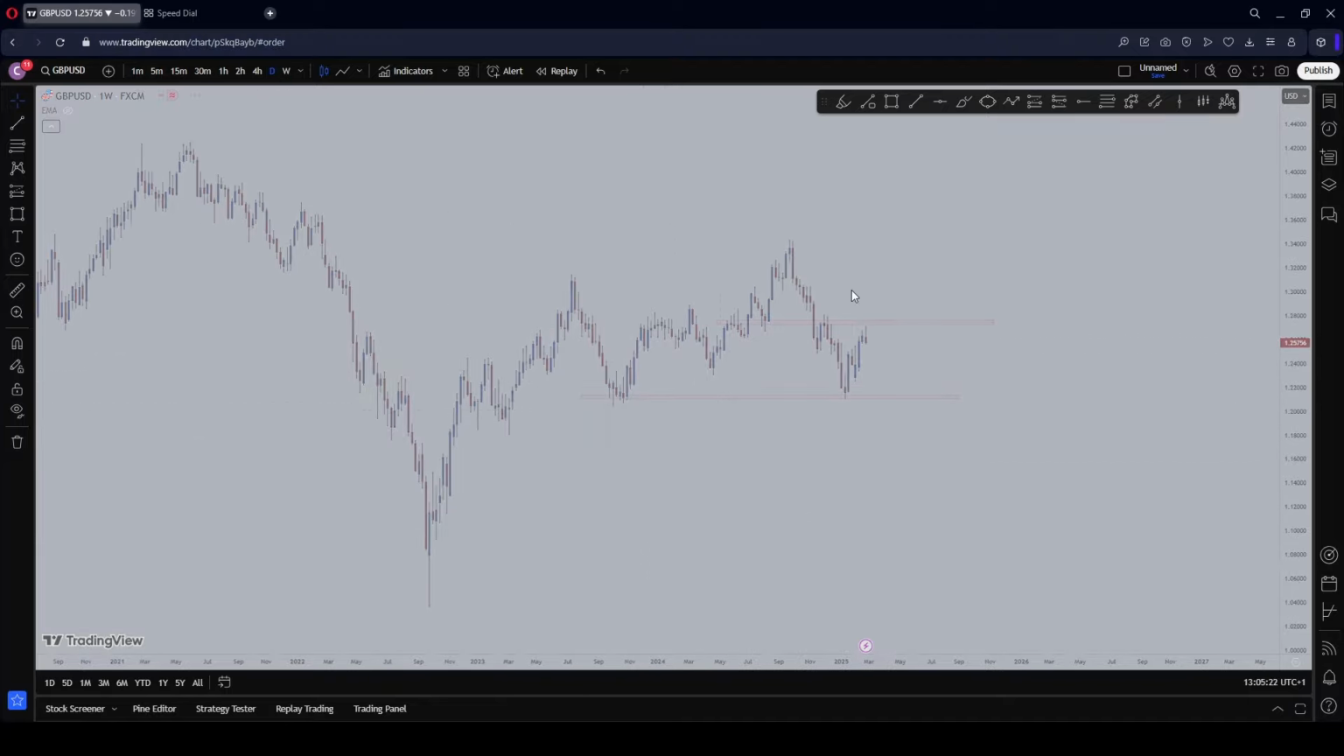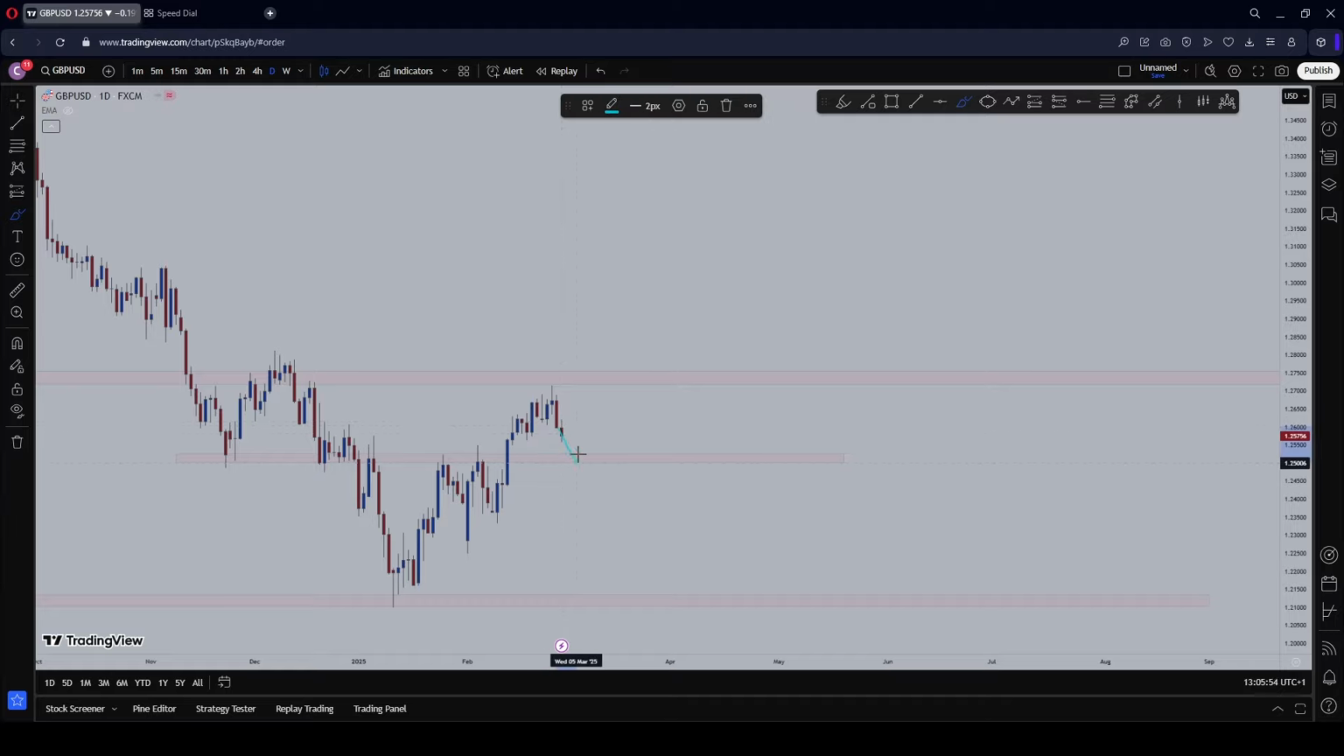What's next? There are two things here. We want price to come back here, and on the 1 hour time frame, look for our buys because this is a daily level. So we take the trade here on the 1 hour time frame.